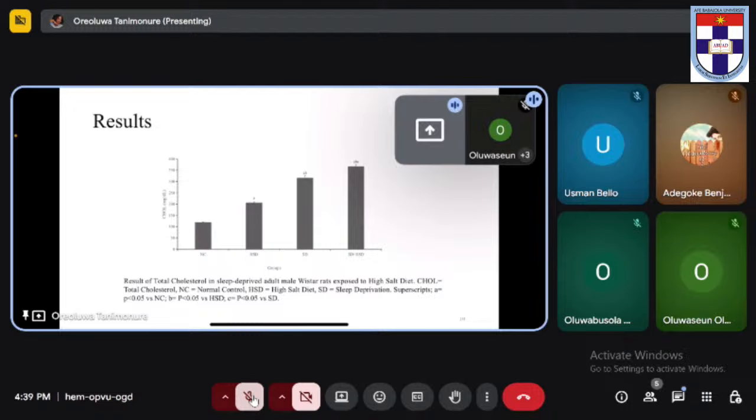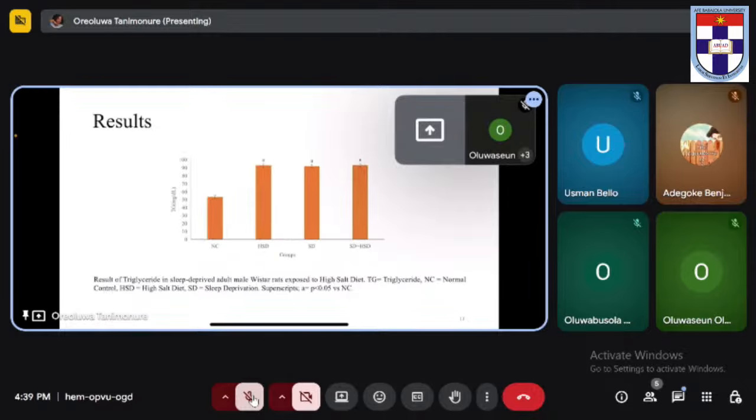...which was significantly higher than both the control group and the high salt diet group. Now, the combined group, which is the sleep deprived group and the high salt diet group, showed the highest total cholesterol levels. And this is significantly different from all other groups. This second graph shows my results for triglyceride. In this graph, the control group recorded the lowest triglyceride level.